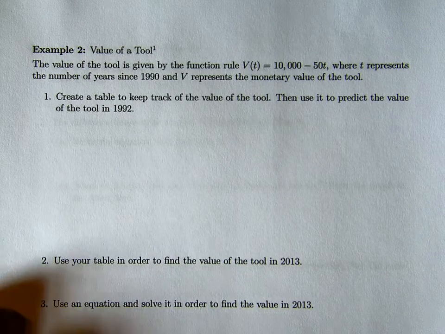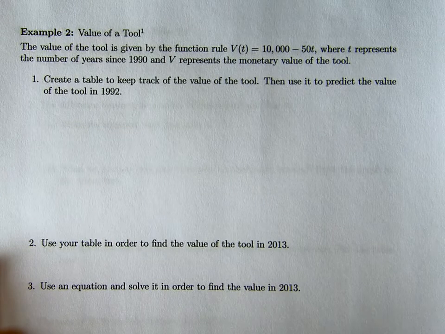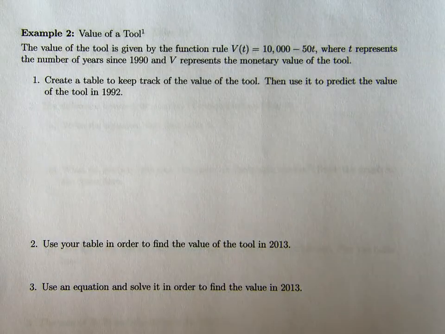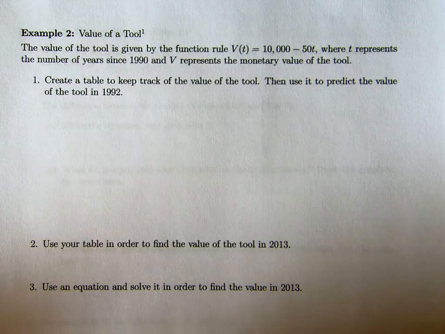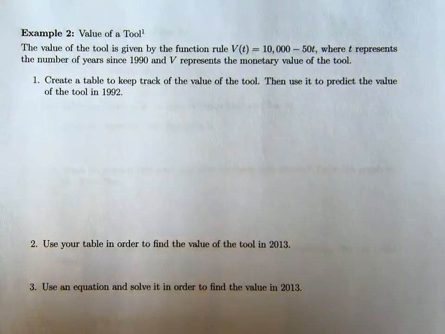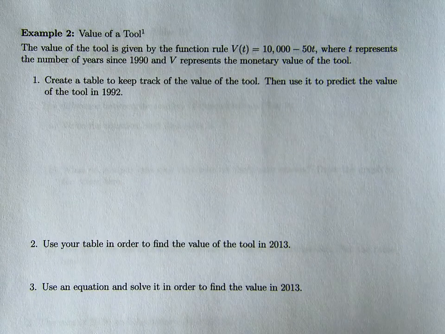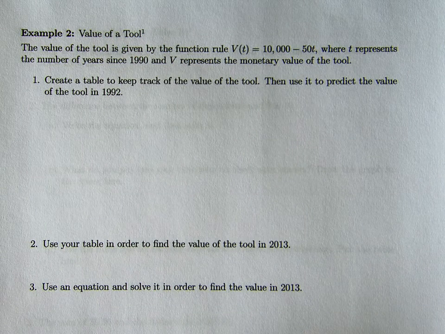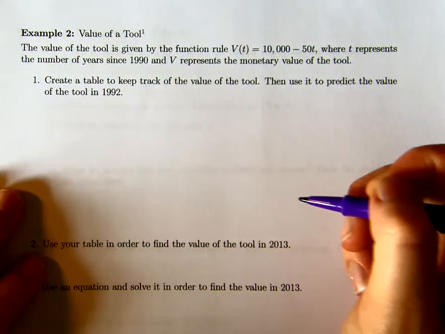Let's look at the value of a tool. The value of a tool is given by the function V equals 10,000 minus 50t, where t represents the number of years since 1990, and V represents the monetary value of the tool. Create a table to keep track of the value, then use it to predict the value of the tool in 1992. Okay, here we go.